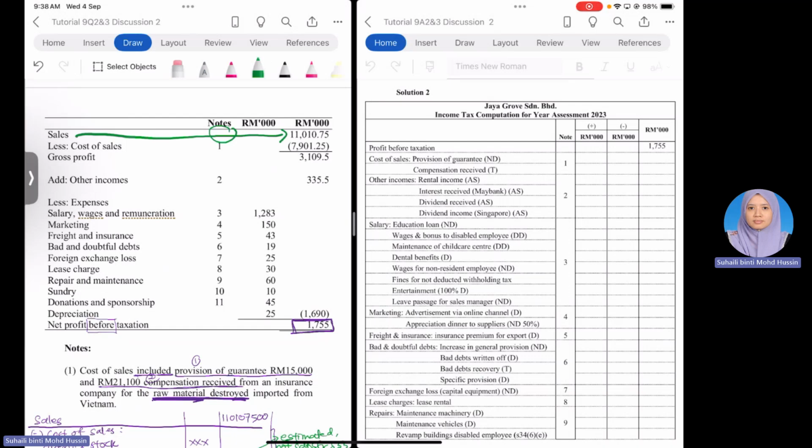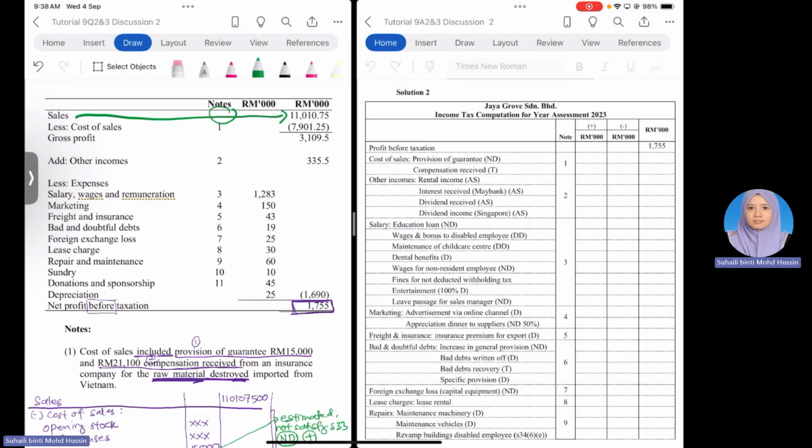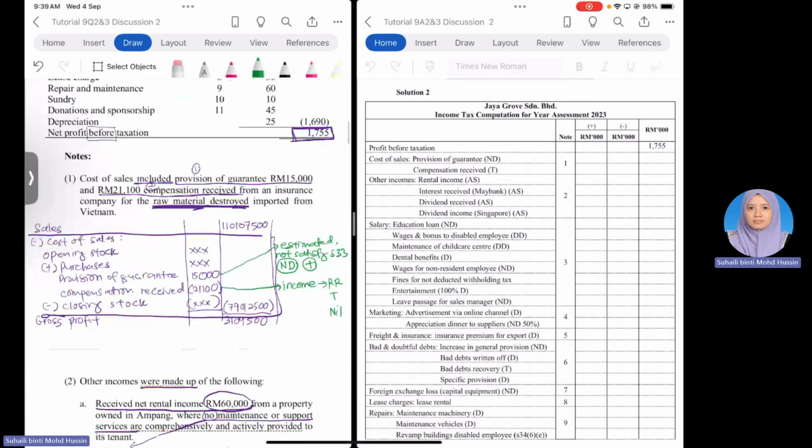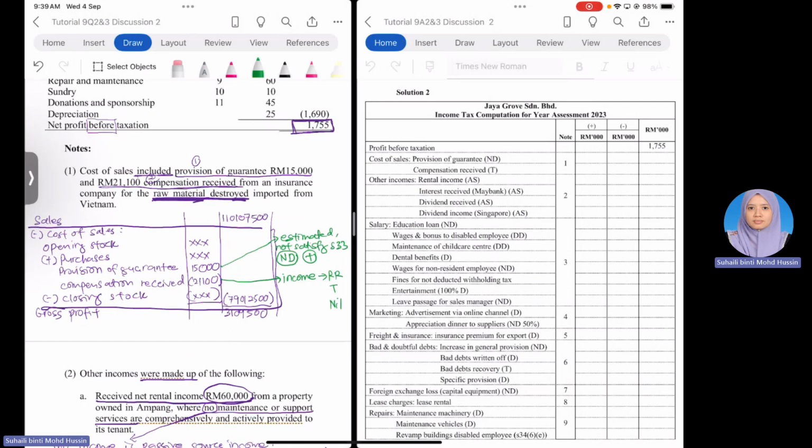Thus we go to the next amount, which is cost of sale. Right, in note number 1, we have 7,901,250 ringgit. Included in the cost of sale in note number 1, you have 2 items that the company includes in the total of 7.9 million ringgit. What items are included in the cost of sale? We have provision for guarantee 15,000 ringgit and compensation received 21,100 ringgit.